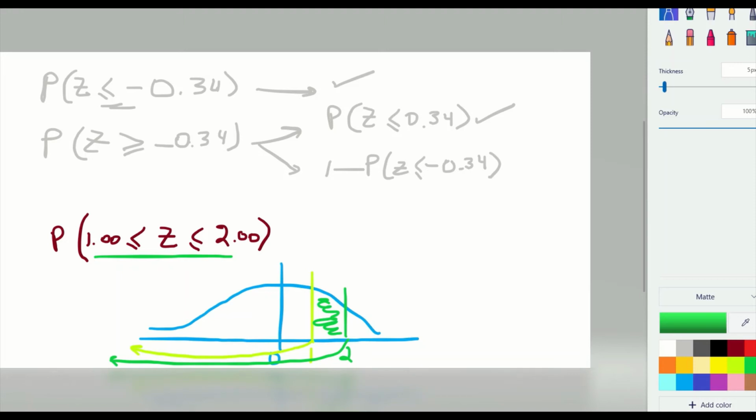So once you figure that out, it becomes clear that all you have to do is basically get the larger area minus the smaller area. The larger area is actually nothing but the Z less than or equal to the larger value of the 2. And then you do 1 minus the Z less than or equal to the smaller value of the 2.